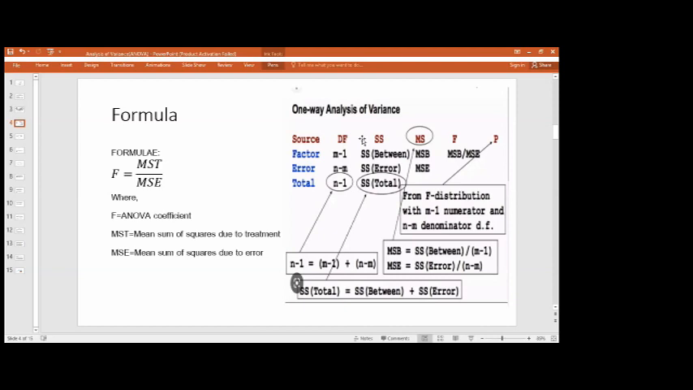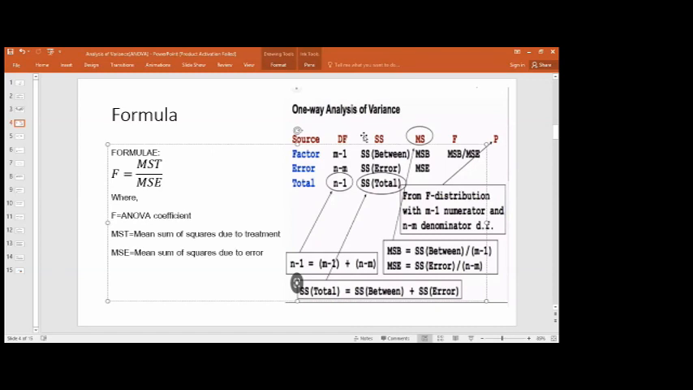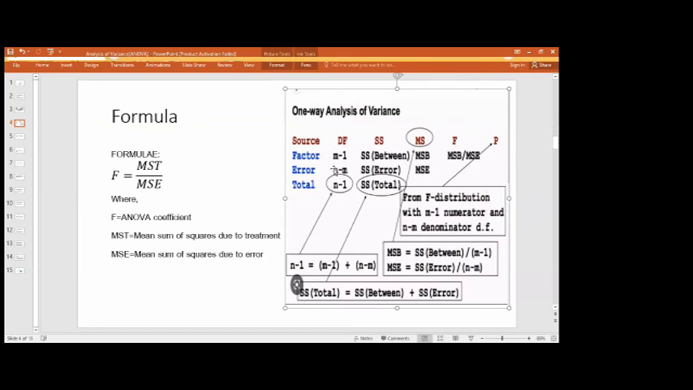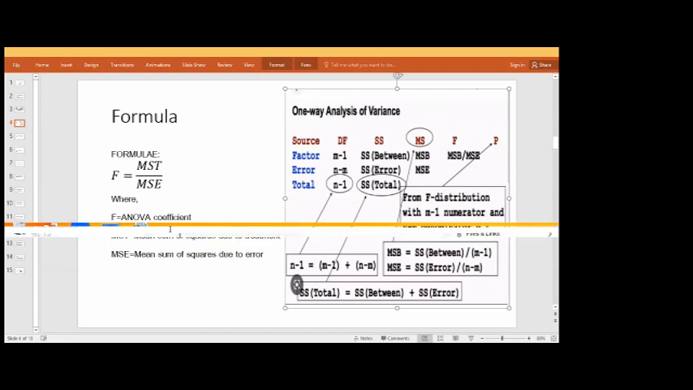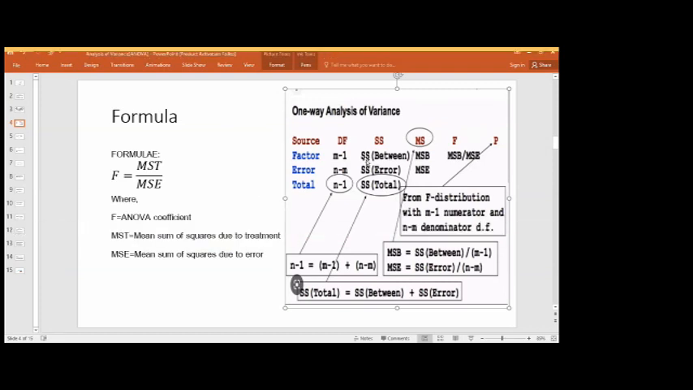And what is degree of freedom? Degree of freedom is the number of independent pieces of information on which the estimate is based. So we will calculate the degrees of freedom. SS means sum of squares between the groups, right? MS means mean of squares. F is the ratio, the ANOVA coefficient.